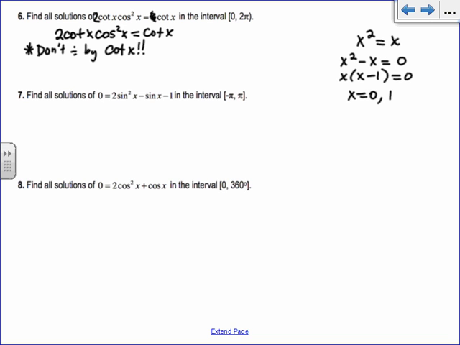It's the same thing with trig functions. You can't just divide out by something, because what if that was a solution? I could have cotangent of x equals 0. So we can't divide it out. But what we are going to do is get everything on one side, subtract it over, and then pull out the GCF, just like I did on the last one. The GCF is cotangent of x. So I'm going to pull out cotangent x, and then I have 2 cosine squared x minus 1 is equal to 0.